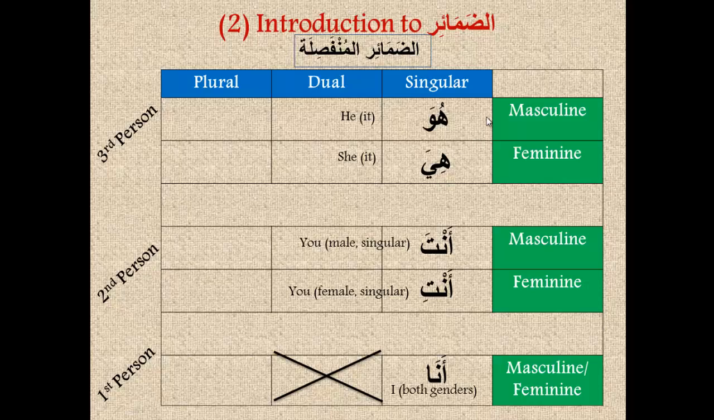Let's go through these pronouns again. We have huwa for he, hiya for she, anta for you, masculine, anti for you, feminine, and ana for I. And that's used for both genders. Huwa, hiya, anta, anti, and ana. And you should memorize these pronouns, Insha'Allah.